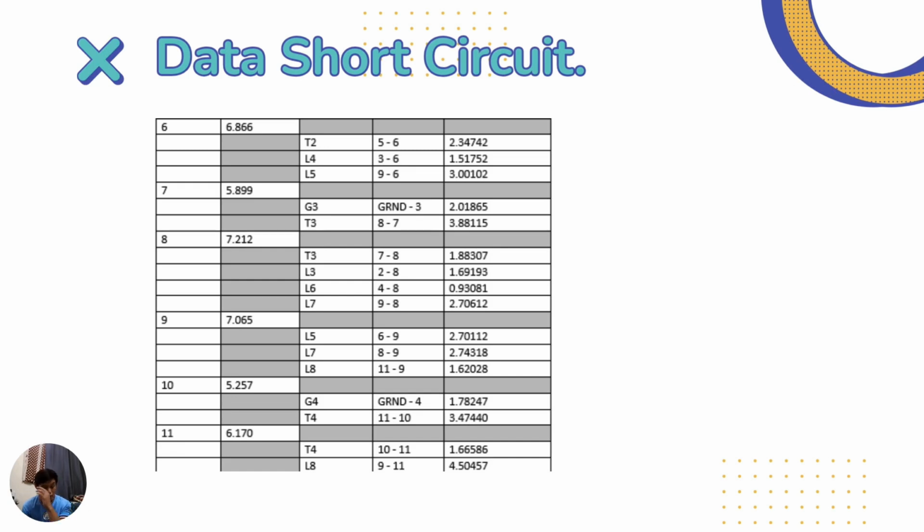Next, this is the continuation of our data from bus 6 to 11. So each fault current was 6.866 at bus 6, 5.899 at bus 7, 7.212 at bus 8, 7.065 at bus 9, 5.257 at bus 10, and 170 at bus 11.